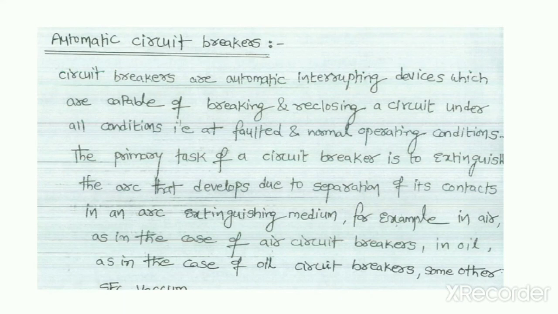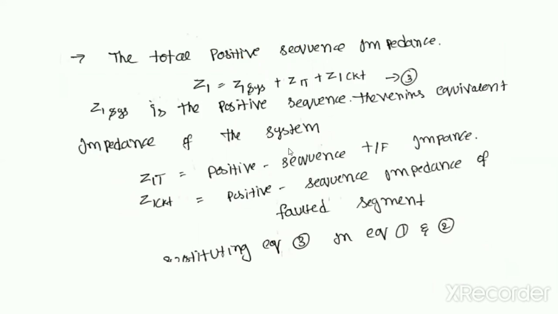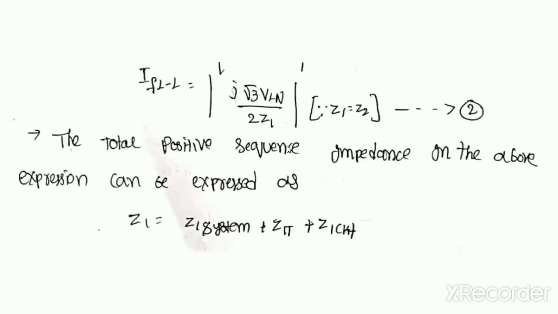They give continuity of supply and protection for all the equipment in a power system. By using these protective devices, we also increase the lifetime of the equipment. These are the various overcurrent protective devices, and also the fault current calculations for a three-phase system and line to line faults.